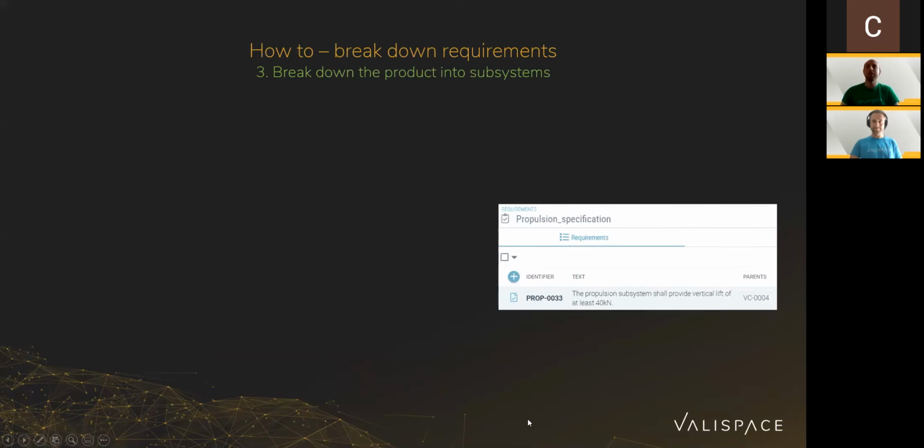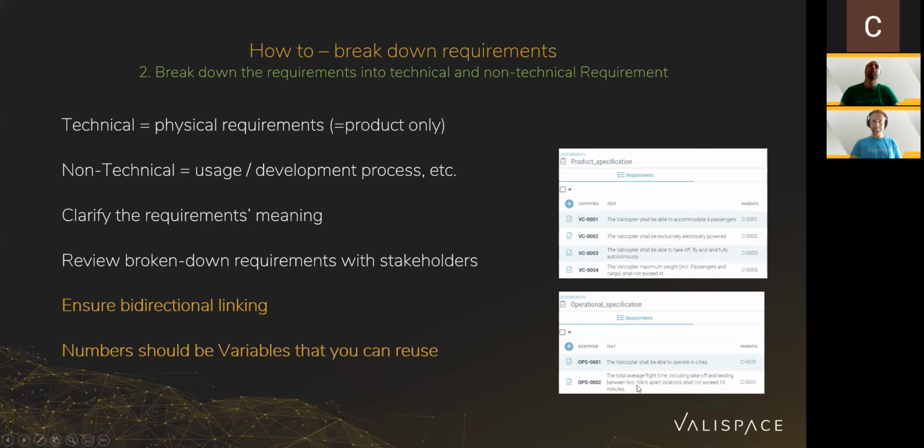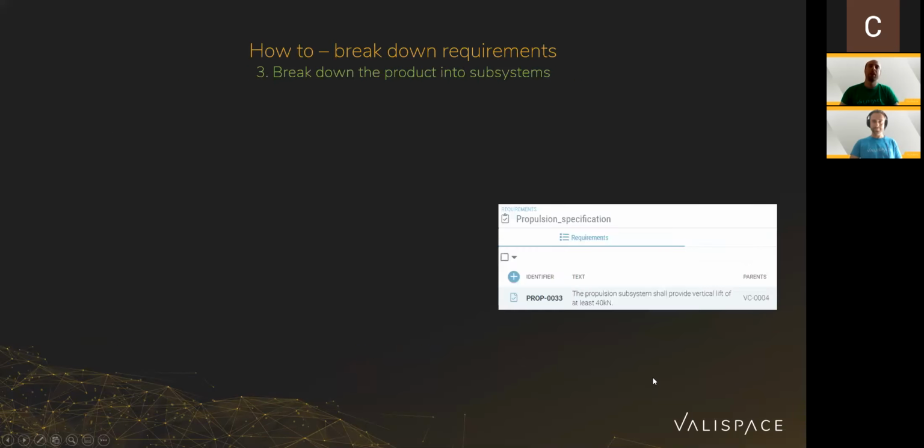Now we've done this, so we basically have product requirements and operational requirements. And now we go into breaking them down into subsystems. So here's an example: the propulsion subsystem shall provide vertical lift of at least 40 kilonewton. So what do we do this for? We do this mainly to allocate responsibilities.